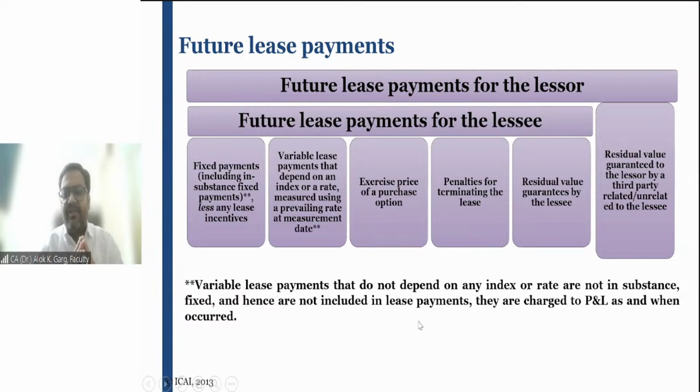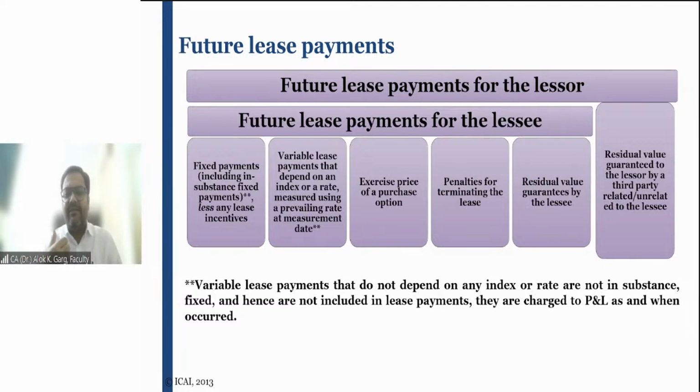Fixed payment we discussed, like the rent is 1 lakh rupees every year. This is fixed payment. In substance fixed payment means, for example, a 10% increase every year. So the increase portion, the difference between 1 lakh and the increased rent, that is your in substance fixed payment. So that is known as an in substance fixed payment.